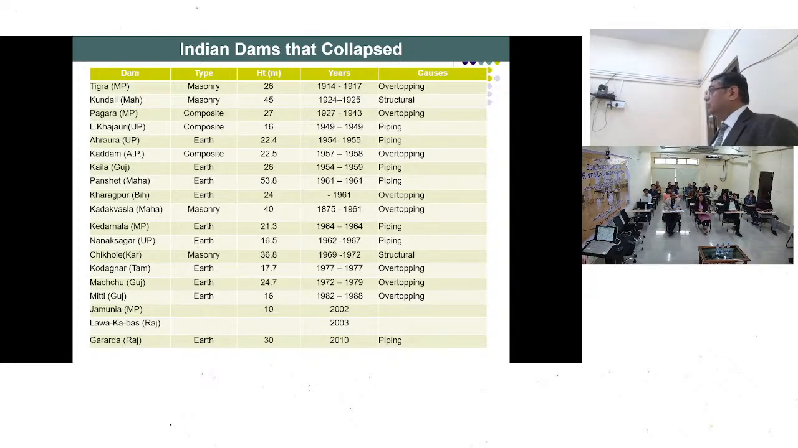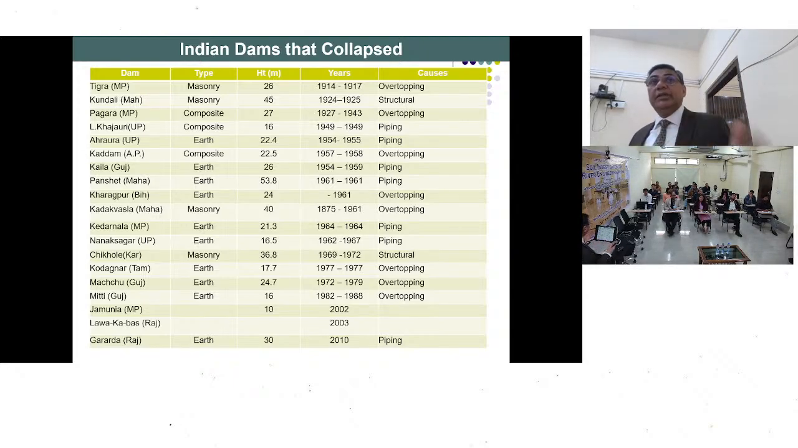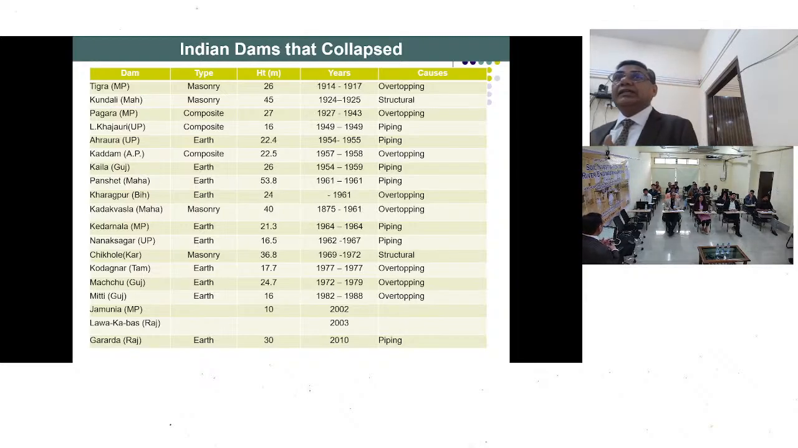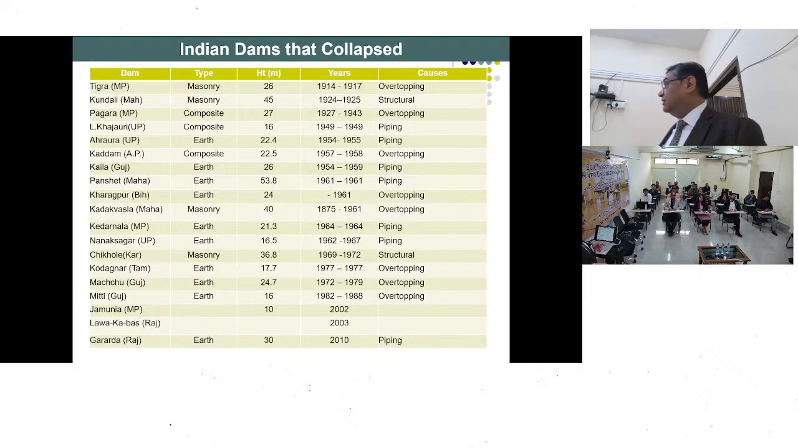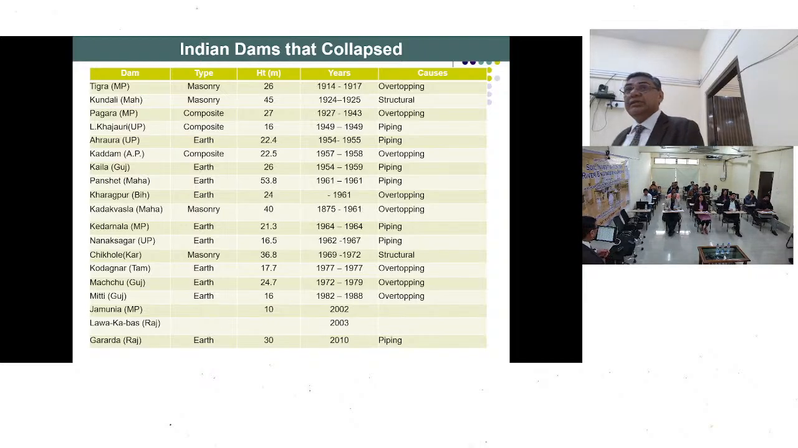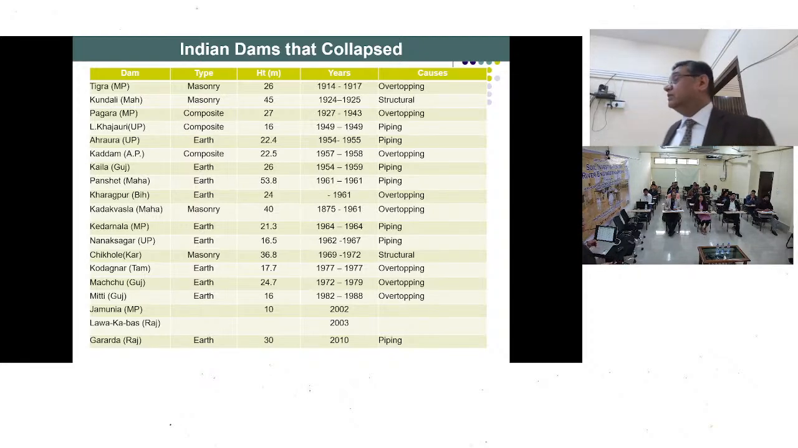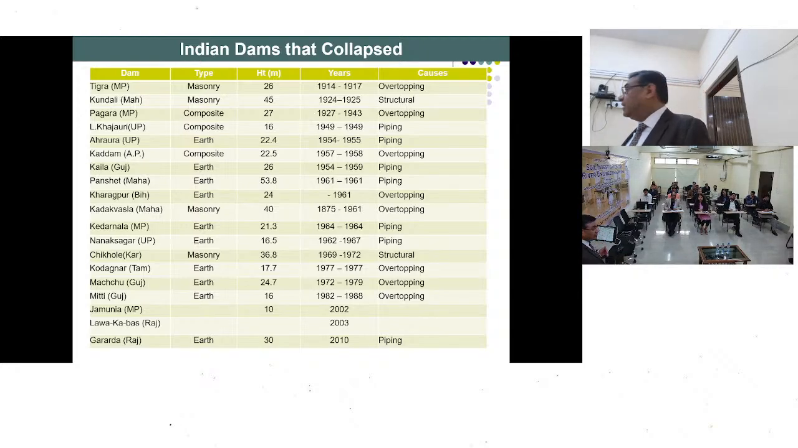So what happened in India? Some dams also failed here, and the failures continued. We tried to learn from them, but still there were gaps and things happened. The last which occurred was Garada Dam. I'll also try to cover it in my presentation. This occurred in 2010. This dam has been rehabilitated. It has been built back.